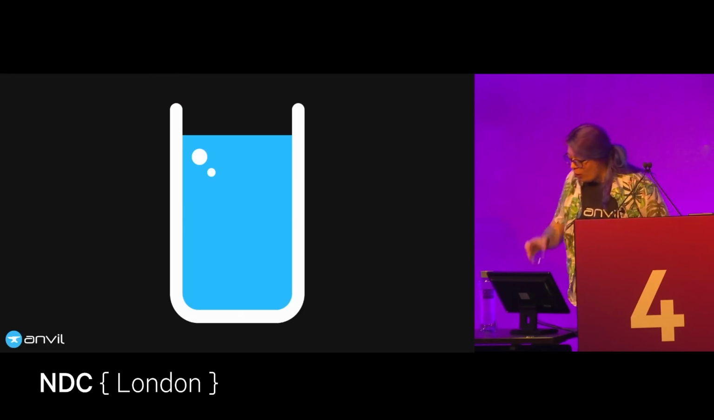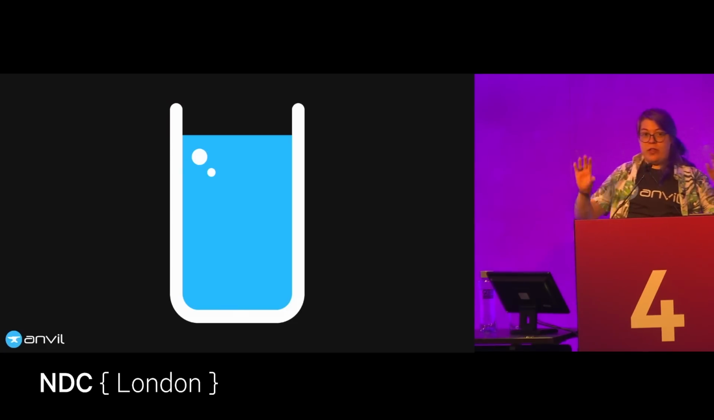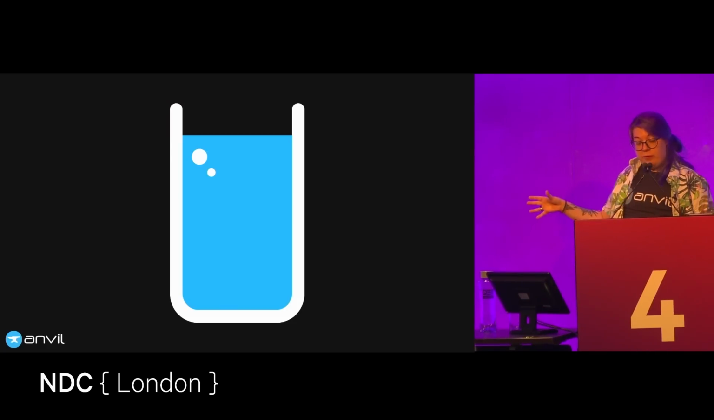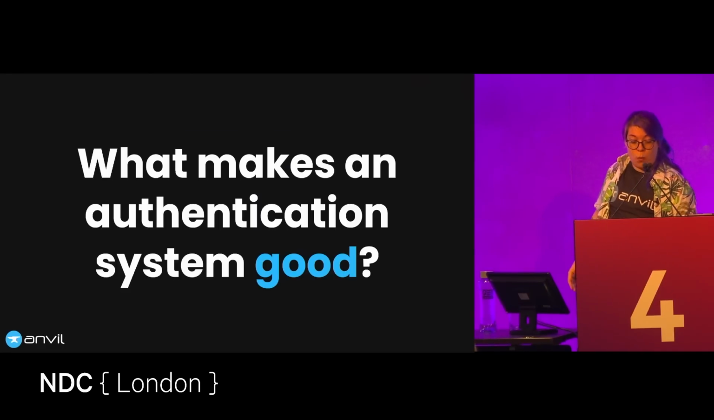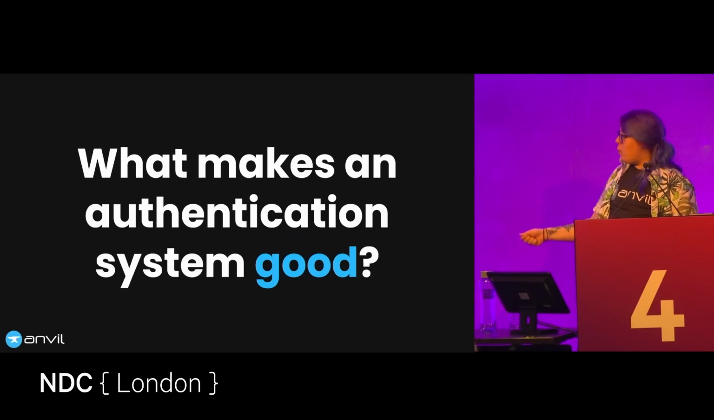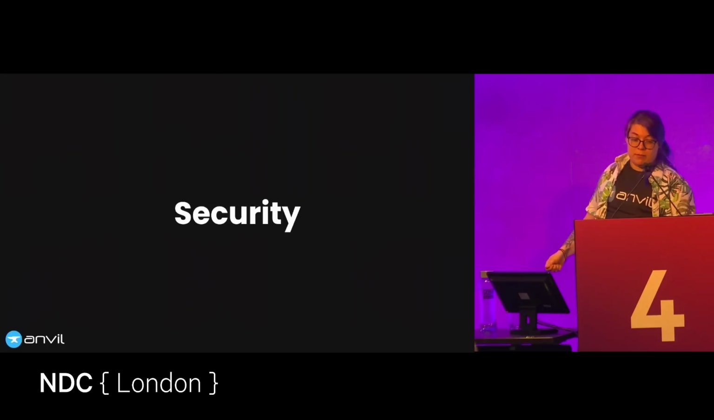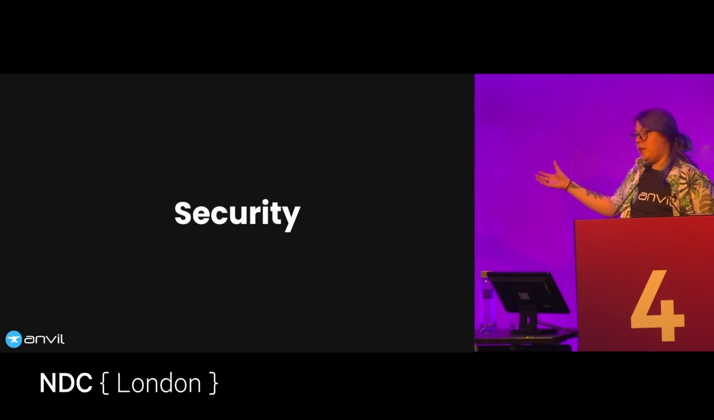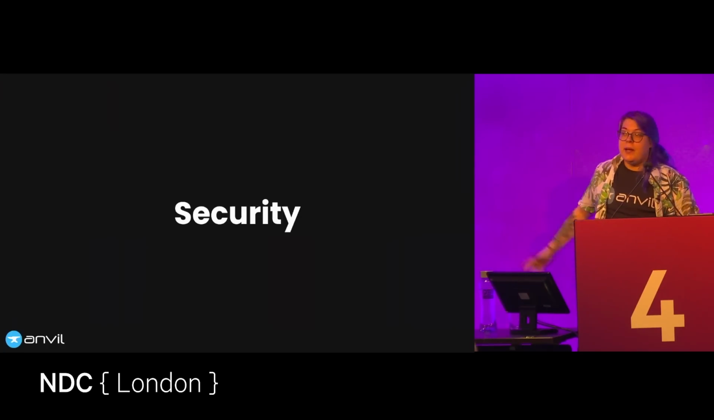Right. We know what authentication is, and now we know how to do it. But what we're going to talk about in the final section is what makes an authentication system good, right? You are building a web app, and you're choosing how you're going to make sure you know who your users are. What should you consider? Well, obviously, security, right? If you've got an insecure system, you might as well not have it.